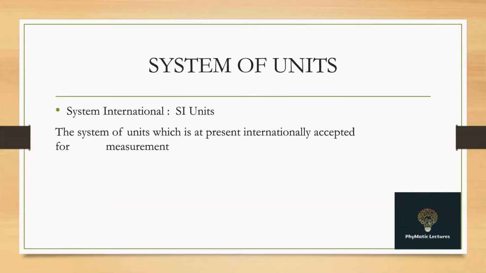So what is SI unit? System International. So what is System International? The system of units which is at present internationally accepted for measurement. So presently, the widely used measurement system is SI unit. MKS systems are the older systems that were used in the 1800s. And in some places, FPS system and CGS system are still followed. But the widely used system for research and measurement purposes is the SI unit system.